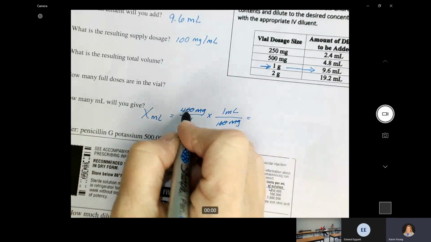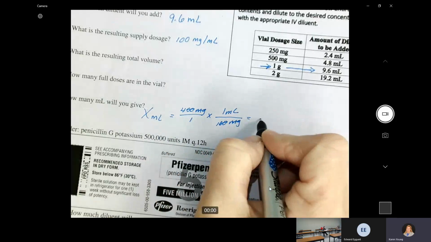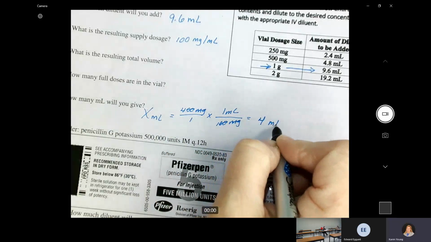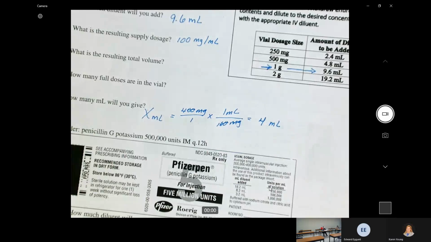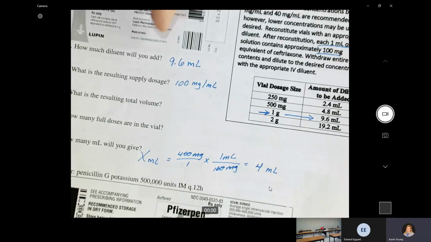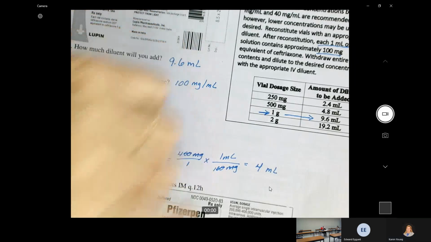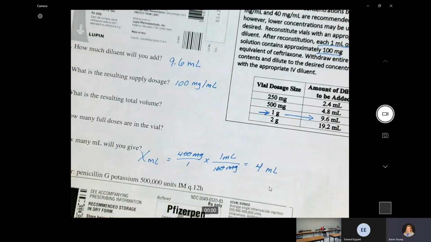Zeros on bottom, I can cancel 2 zeros on top. So 4 divided by 1 is 4 milliliters. And that's an IV, so I can give 4 milliliters. If I'm adding the 9.6 milliliters of diluent, am I going to have enough to give the 4 milliliters? More than likely, I'm not going to have to worry about it.